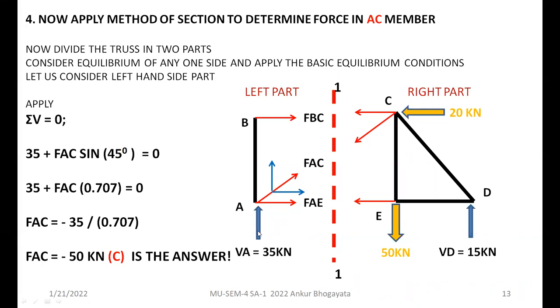And how many vertical forces do we have in this left hand side system? One vertical force is VA, that is 35 kilonewton, and the second vertical force is FAC sine theta. So as usual, you will see that we have simply used this equation. Both are moving upwards, so we have taken both of them as positive. So here you can easily find the value of FAC using the regular equation now. So you will see that we have found FAC as minus 50 kilonewton, in compression. And that is the desired answer.